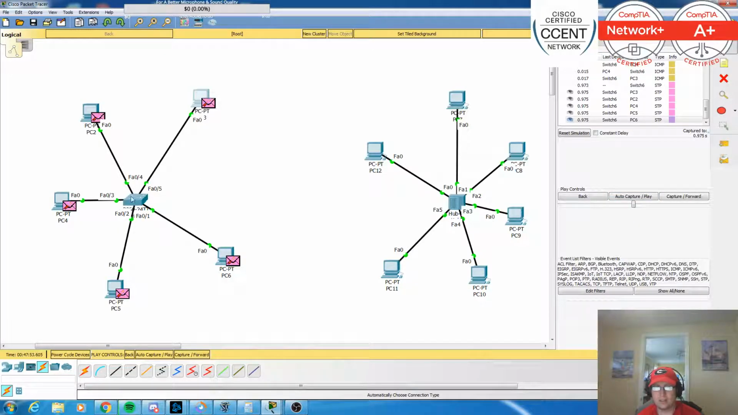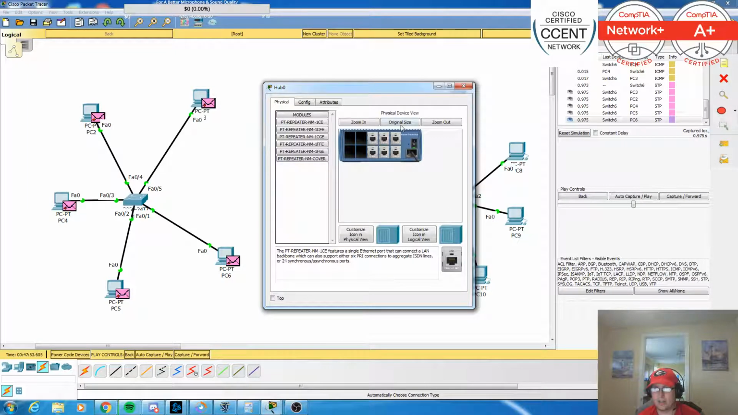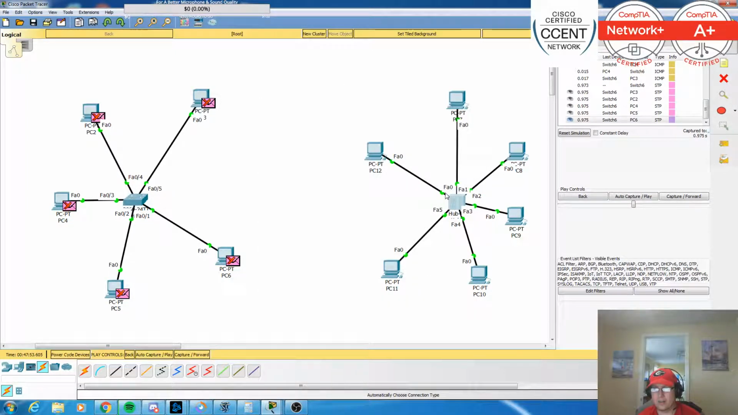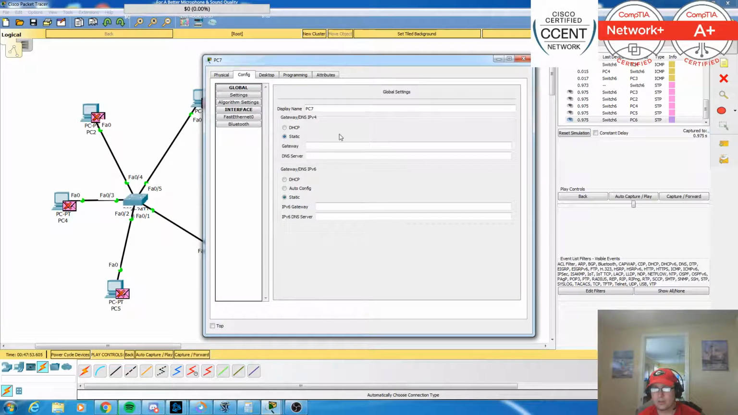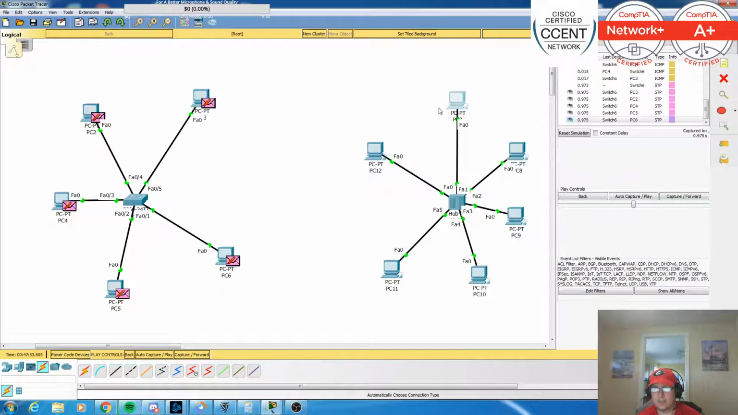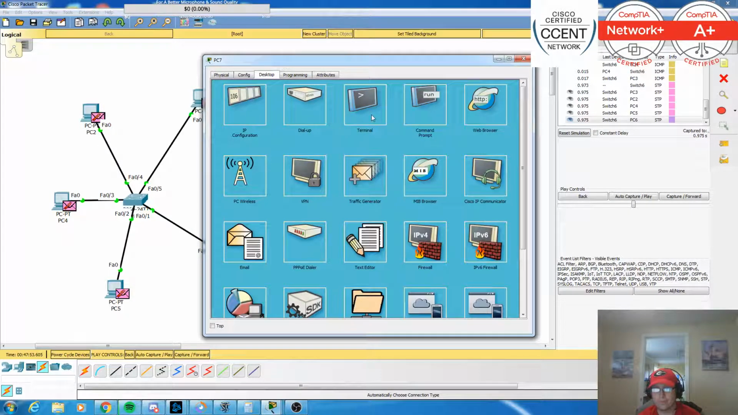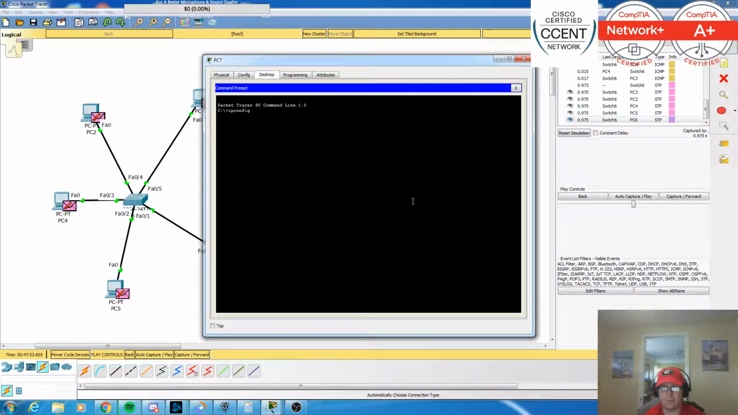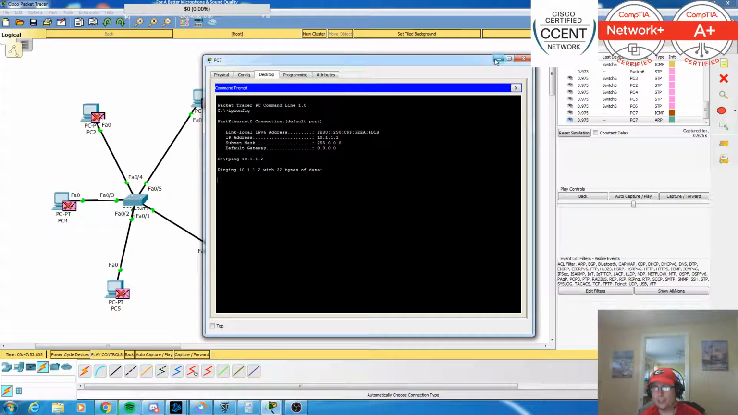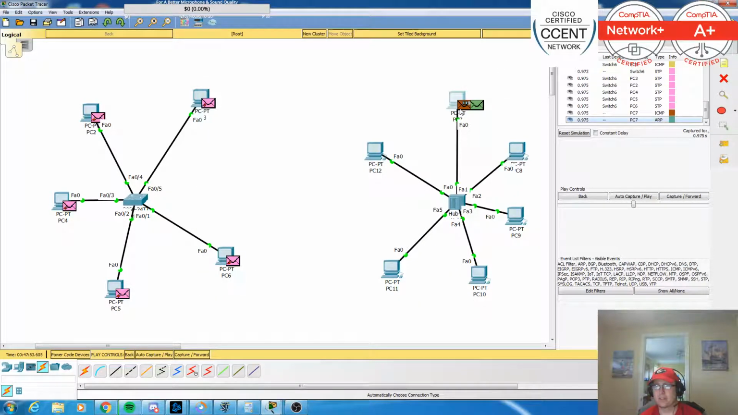Notice STP by default is on by a switch, but notice none of these are switches, so they're not going to interpret the packet. All right, so for a hub, we've got this. So let's go into here. IP config, so I'll make sure I'm not pinging myself. So I'm going to ping 10.1.1. Let's just do 2. Now watch what happens on the hub segment. This was the switch segment, so pay attention to the right segment.